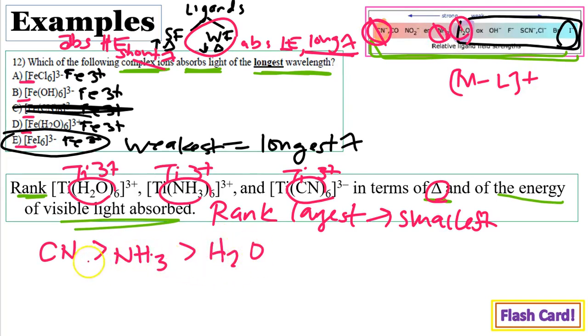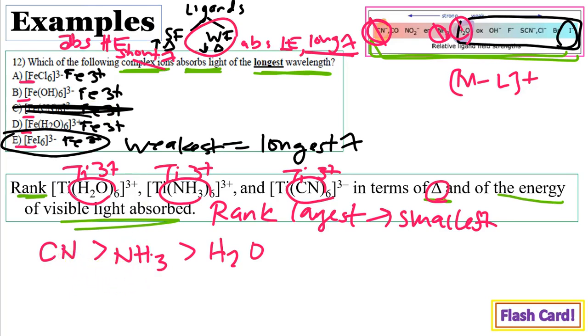And so that's going to rank them from largest to smallest when it comes to crystal field splitting energy because, of course, the strong field ligands are going to have the largest crystal field splitting energy. And it also is going to rank them as far as the energy of visible light absorbed because the stronger the ligand, then the higher energy wavelength that they have the ability to absorb here.